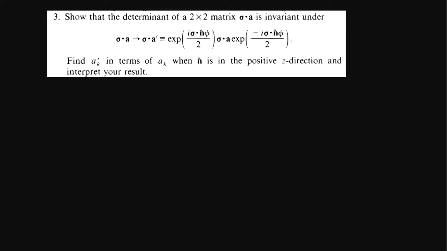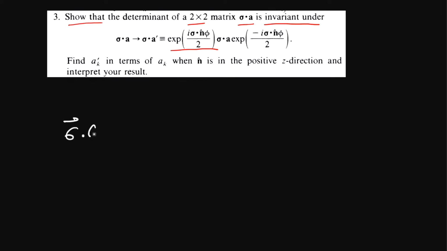Now let's solve question number 3. In question number 3, we are asked to show that the determinant of the 2 cross 2 matrix sigma dot A is invariant under this transformation, where the transformation matrix is exponential I sigma dot n cap phi by 2. Now let us see the value of the determinant of sigma dot A.